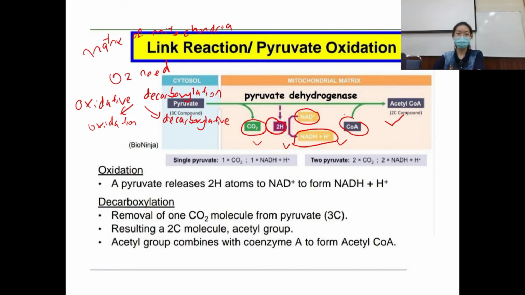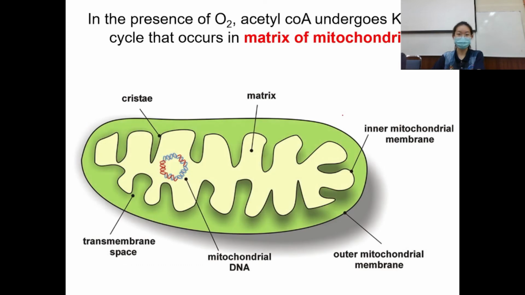After the link reaction is the Krebs cycle. Okay. The Krebs cycle also occurs in the matrix of mitochondria, and oxygen is also needed for the Krebs cycle. Okay, the matrix of mitochondria is here. Okay. Then we begin with the first step of the Krebs cycle.